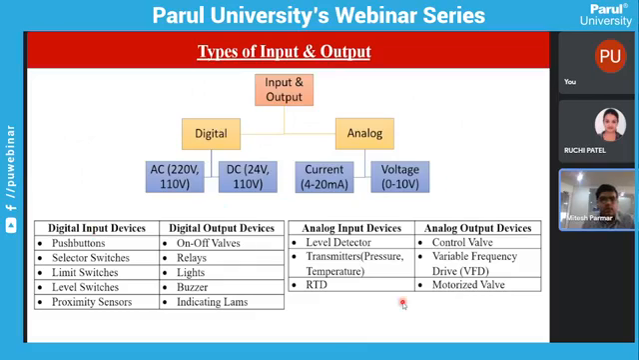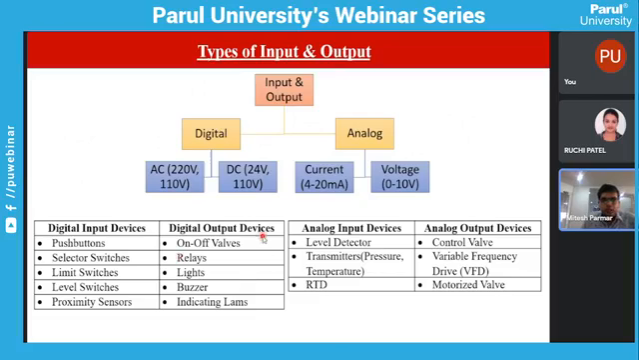Here I have listed some examples of digital input output as well as analog input output. The digital input devices work either on an AC power source or on a DC power source. And the analog signals are both current and voltage in the form of DC power supply. In the digital input devices, we have push buttons, selector switches, limit switches, level switches, proximity sensors. As per the application, you can use that particular digital input device.